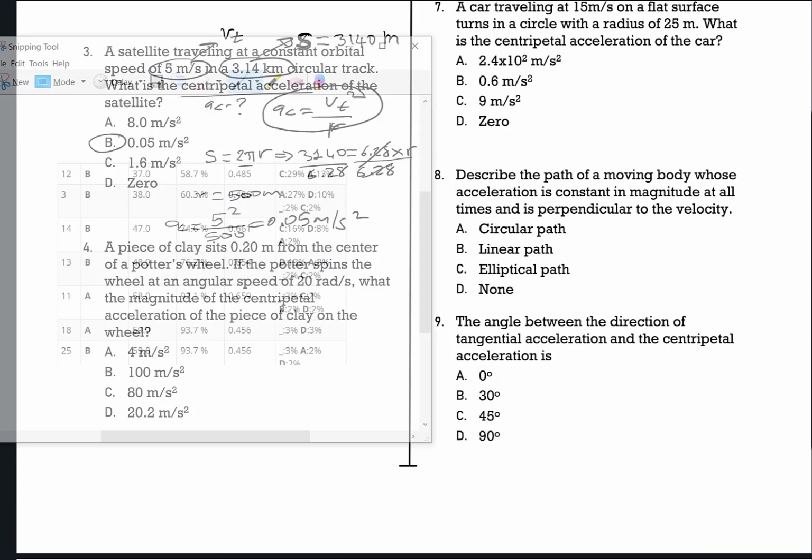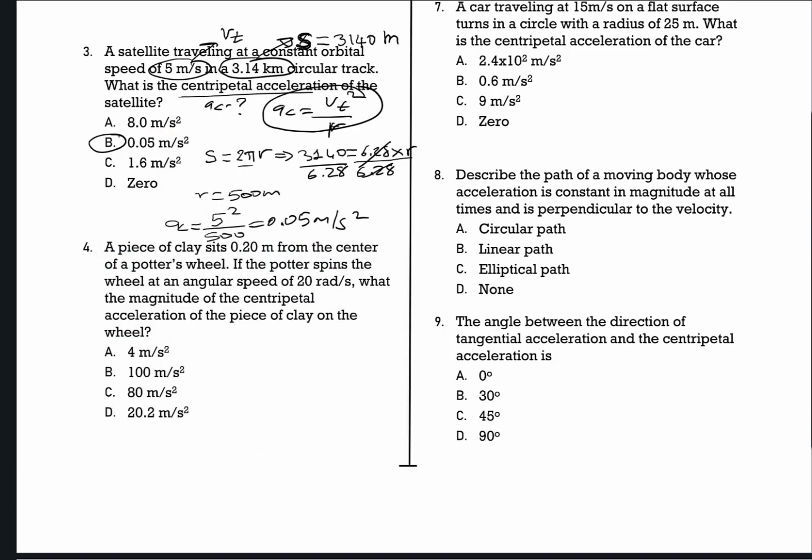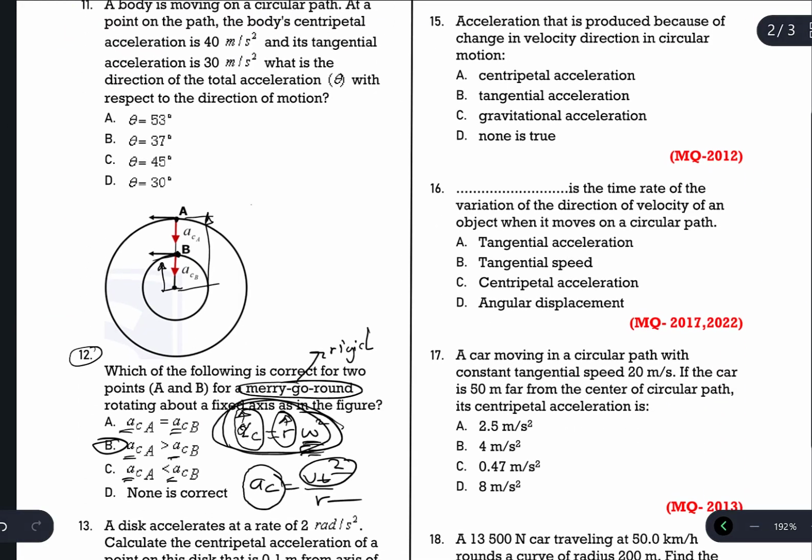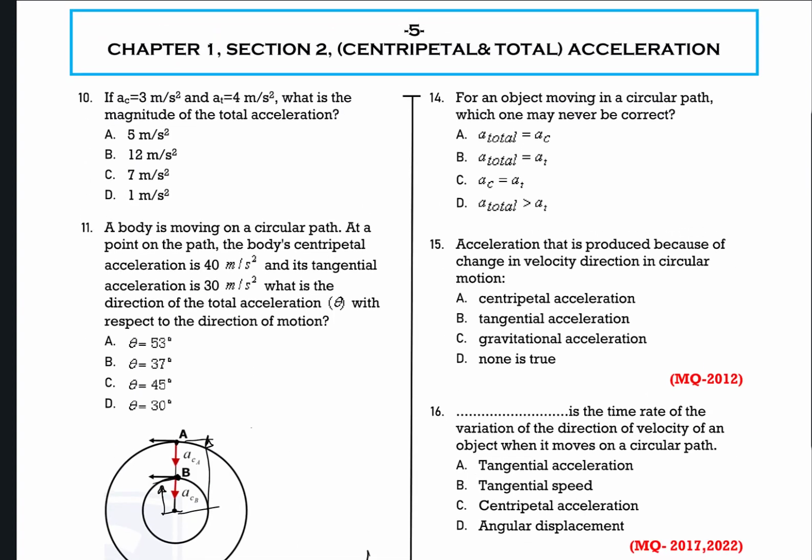The next question is question number 14. For an object moving in a circular path, which one may never be correct? Never be correct, so absolutely incorrect. So it's about circular motion.